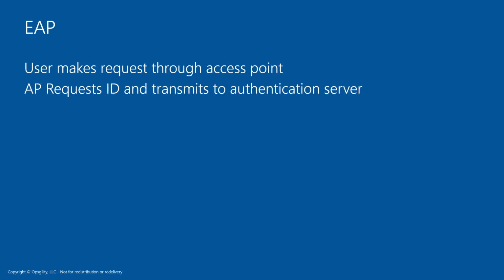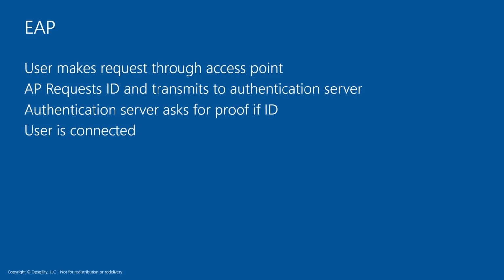So here's how EAP works. A user is going to make a request through an access point. The user requests connection to a wireless network, for instance, through the access point, which is the location where users can find the SSID that's being broadcast and then be prompted for the username and password. The access point requests the ID and transmits that information over to the authentication server. Authentication servers then ask for proof of ID, and once that ID is provided, the user is connected.